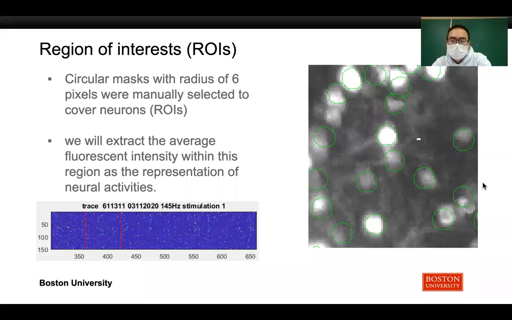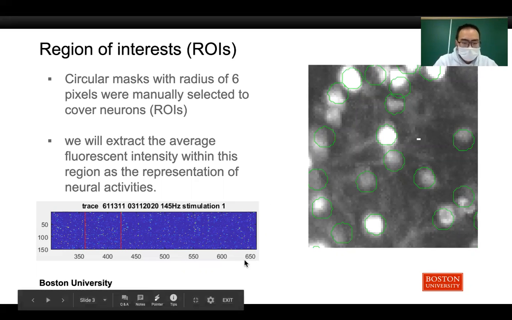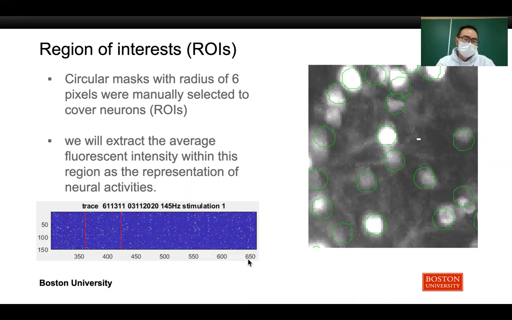Here's a more close-up look. Before, we drew these circles by hand and ran the result through a simple MATLAB for loop that extracts all the trace information and does some background subtraction, and we got this heat map, which presents the activity of all the neurons within the recording session. This is how we do calcium image analysis.